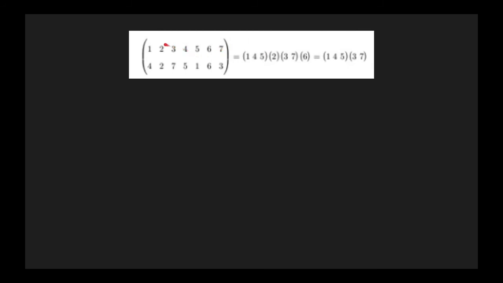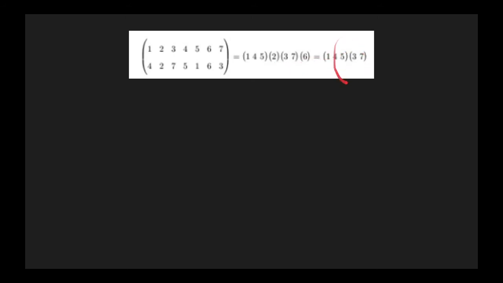Now consider 2. 2 goes to 2, so simply write 2. Now consider 3. 3 goes to 7, 7 goes to 3. So again one cycle is completed, that means (3 7). And which entry is left? 6. 6 goes to 6 itself, so write 6. Now this can be written in a simpler way, like this. Neglect 2 and 6 because they go to themselves. So (1 4 5)(3 7).